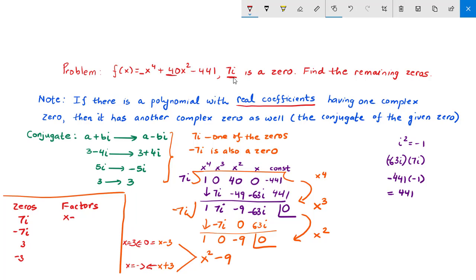If I want to write this in factored form, this is x minus 7i, x plus 7i, x minus 3, and x plus 3. Okay, if you remember, in the first part of the semester, we did power 4 equations which turned into quadratic. This is one of that kind of equations. This power 4 equation turns into u squared plus 40u minus 441. This is my u, by the way. Then you have to factor this to figure out the value of u.